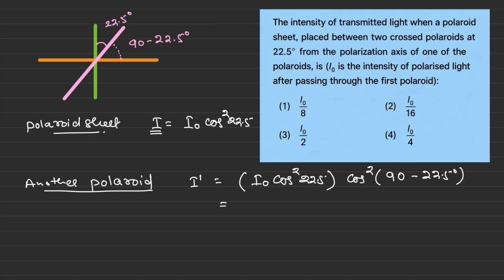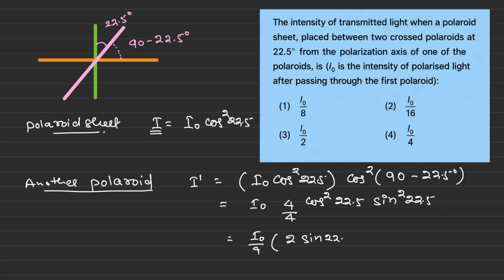So you can apply a little bit of mathematics. Cos 90 minus theta is called sin theta. So this value will remain the same, cos square 22.5. Cos 90 minus theta will become sin theta, so it will become sin square of 22.5. Now you can do one thing: multiply and divide by 4. So it will look like I naught divided by 4 into 2 times sin 22.5 cos 22.5 whole square.